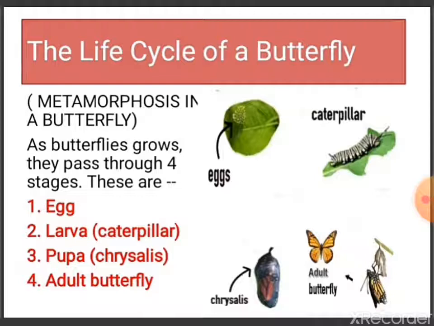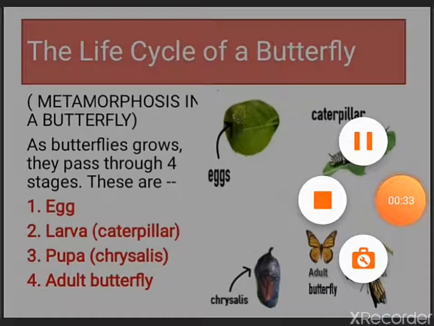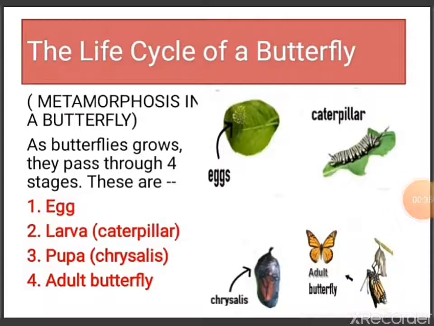But a butterfly and a caterpillar are very different from each other. In some animals, the young one grows into an adult animal that looks very different from the young one. This change of form is called metamorphosis. That is, when it is born, it looks different, and by the time it grows old, it looks completely different. So here we will understand what changes take place in a butterfly.